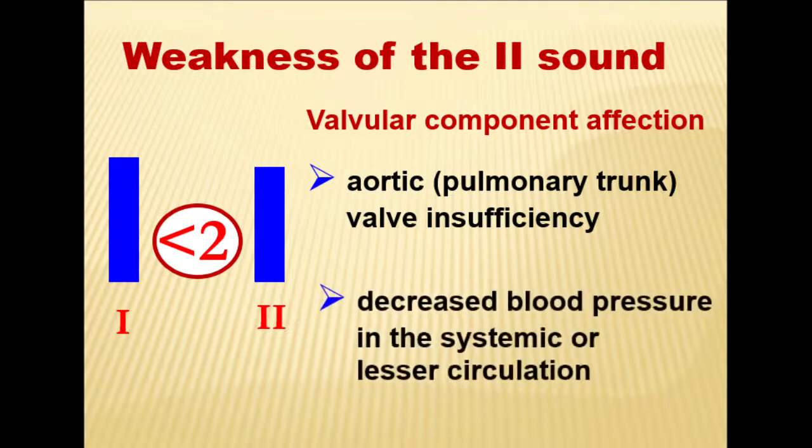Next problem is decreased blood pressure in systemic or lesser circulation, because the intensity of valve closing depends on blood pressure. And if the blood pressure decreases, the valve will close quieter. Intensity of the second sound is decreased. The problem is either a valve anatomic defect, aortic or pulmonary trunk regurgitation, or decreased blood pressure.